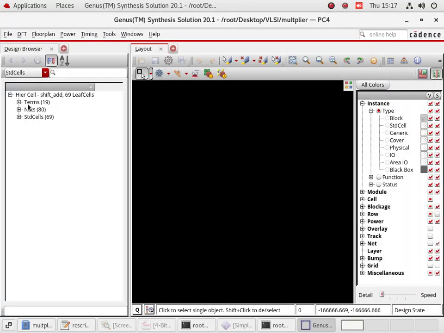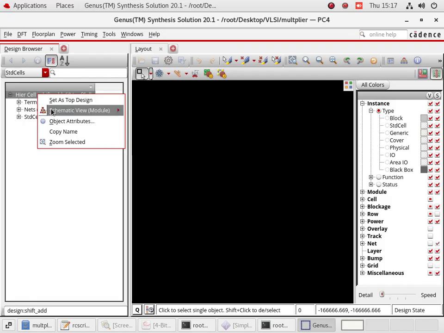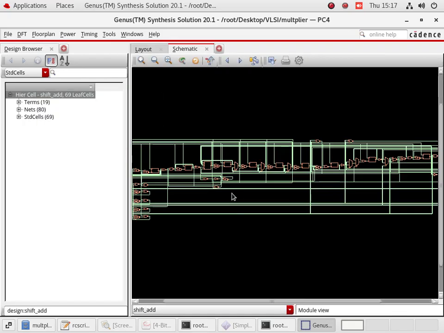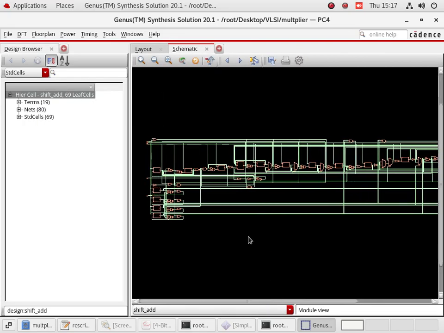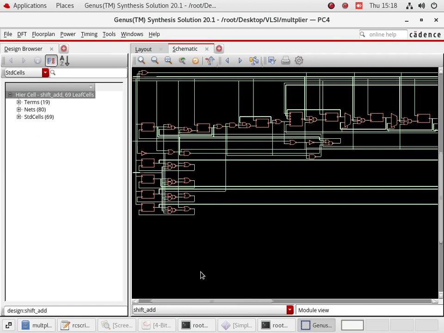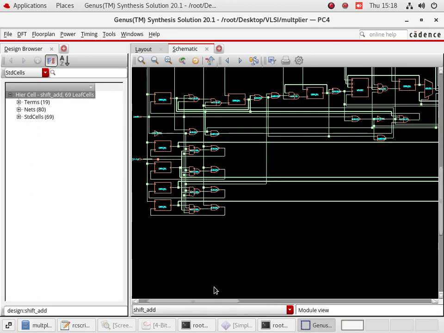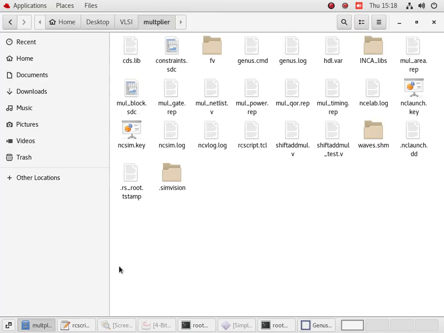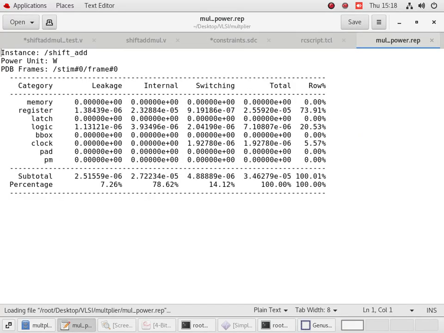This is the output, and this is the gate level, or the synthesized result that we have got. That is all the cells that have been synthesized for our design are here. Then when we go to the folder, we can see the power report. The power report is there.